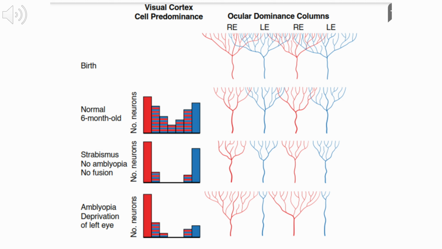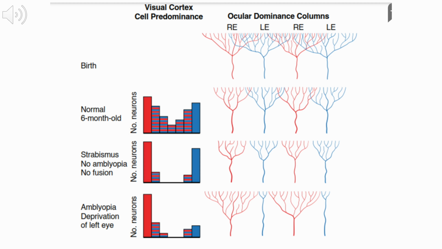In the normal 6-month-old, visual experience from both eyes is balanced. As a result, the cortex organizes itself so that about half the neurons prefer the right eye and half prefer the left, with a healthy population of binocular neurons in between. This is what normal binocular vision looks like at the cortical level.